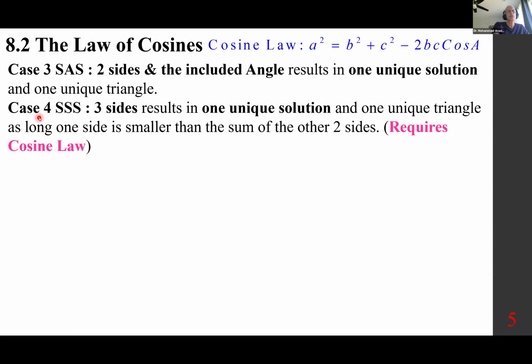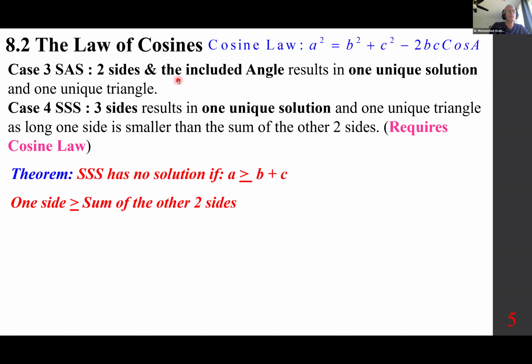Case 3, SAS: two sides and the included angle results in one unique solution and one unique triangle. Case number 4: three sides results in one unique solution and one unique triangle, as long as one side is smaller than the sum of the other two sides. This one requires the cosine law. This can be done with the sine or cosine. Theorem: SSS has no solution if a is larger than or equal to b plus c. In other words, one side is larger than or equal to the sum of the other two sides.